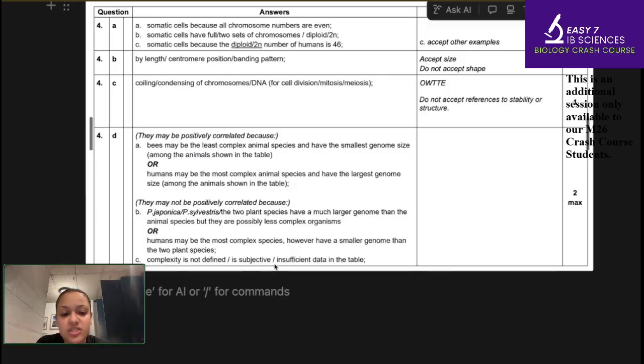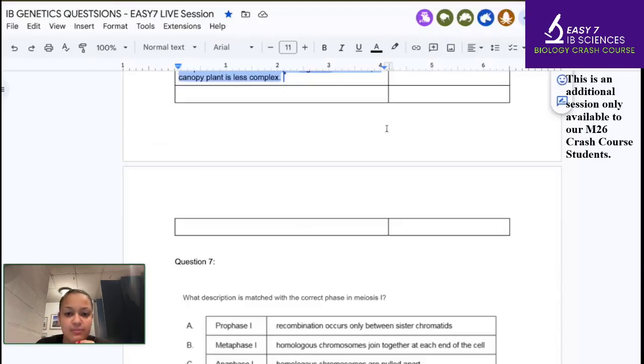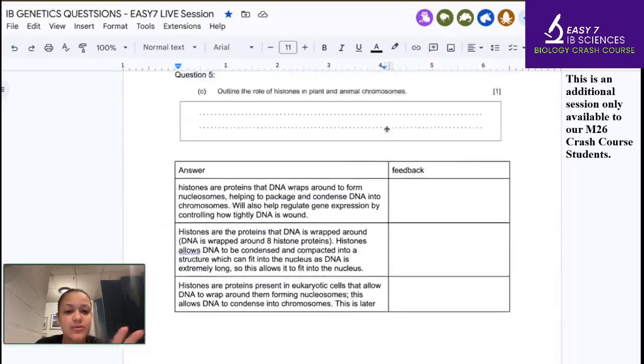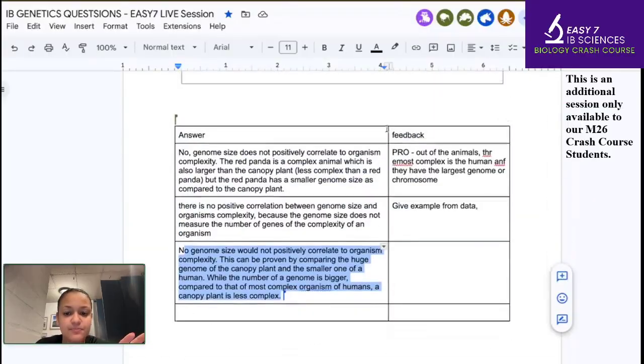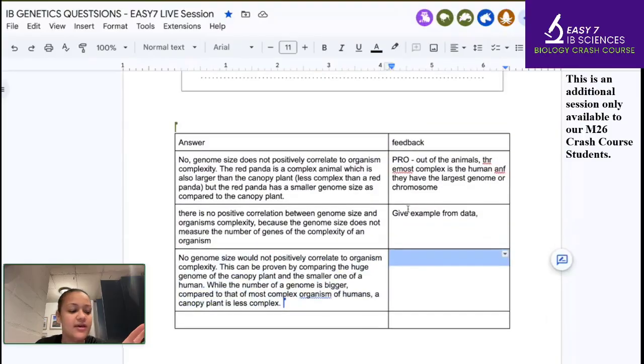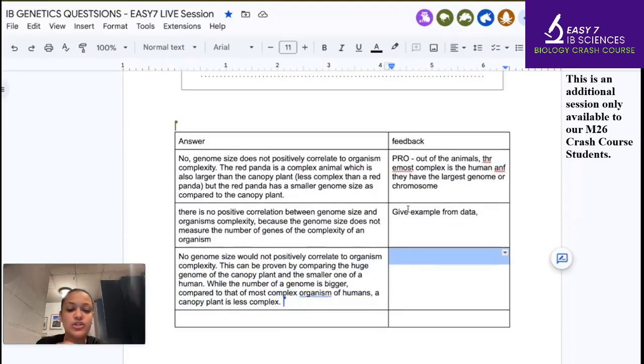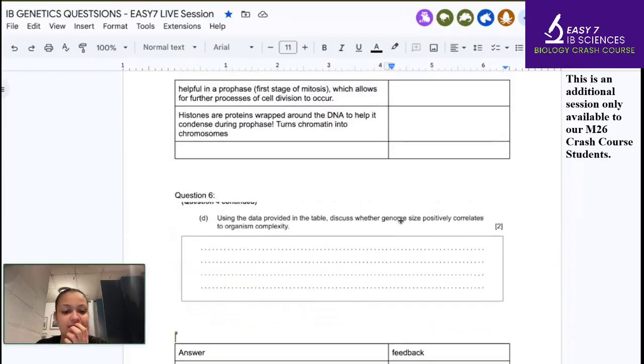So it's possible that there's a positive correlation, because in that table, amongst the animals only, so B, human, and something else, the humans are the most complex and they have the largest genome, only looking at the animals. You're taking a smaller snapshot. Does that make sense, guys? Can anyone unmute and let me know, or just put it onto the document as we're answering it? Whatever you like. But yeah, does that make sense? Perfect. Thank you so much. So yeah, that is literally what we're going to look at.